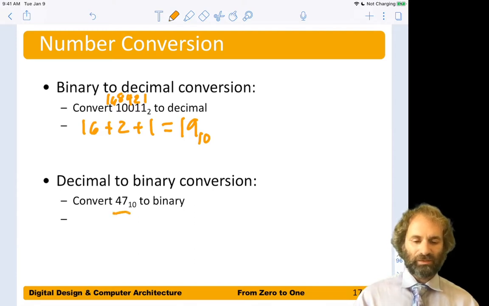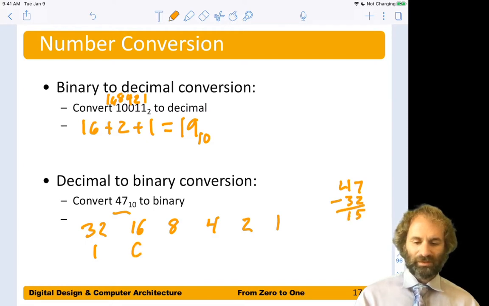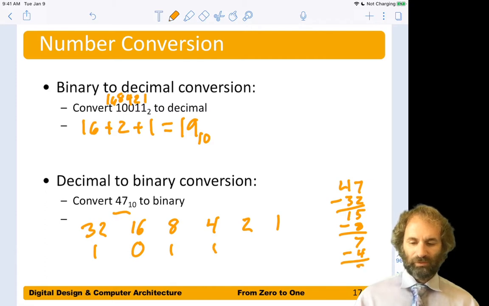So let's say we had the number 47 in decimal. We could start with the largest power of 2 that's smaller than our number. So that would be 32. Then our columns would be 16, 8, 4, 2, and 1. We need a 1 in the 32's column. So 47 take away 32 gives us 15. 15 is less than 16, so we don't need any 16s. 8 is less than 15, so we need 1 8, leaving 7. 4 is less than 7, so we need a 4, leaving 3.